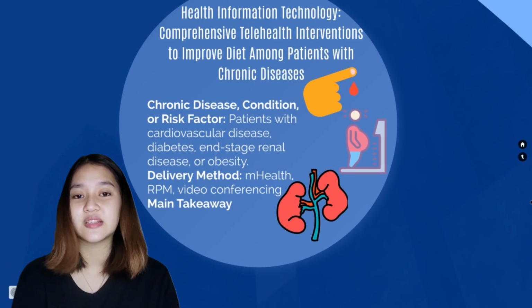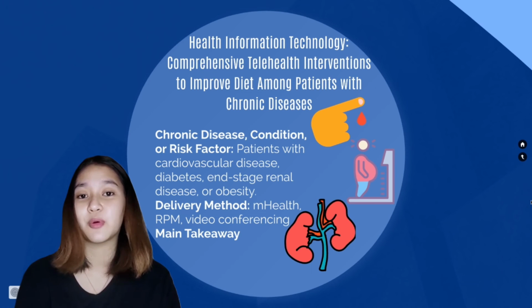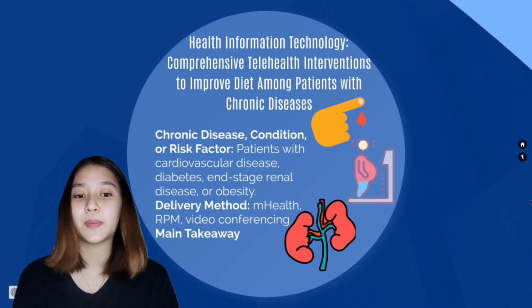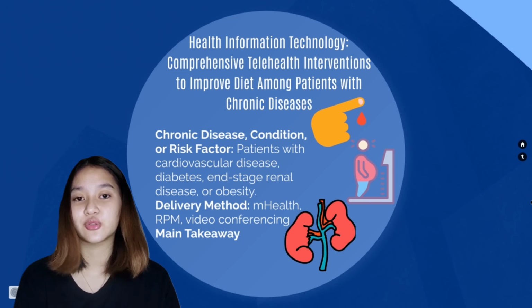For our last CPSTF review, we have the Health Information Technology Comprehensive Telehealth Interventions to Improve Diet Among Patients with Chronic Disease. So this is for patients with cardiovascular disease, diabetes, end-stage renal disease, or obesity. For the delivery method, they use video conferencing, RPM, and mHealth. These are telehealth interventions delivered by phone, videos, applications, websites, or email, and they may be combined with in-person interactions and are most commonly delivered by phone. For its main takeaway, it shows improvement in dietary outcomes such as diet quality and healthy intake, and it also shows benefits for blood pressure control.